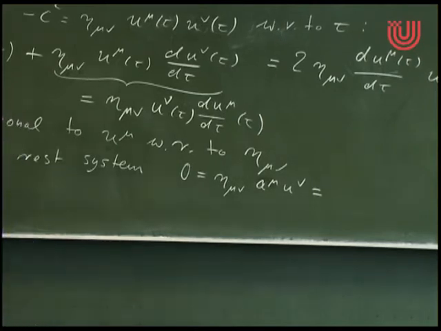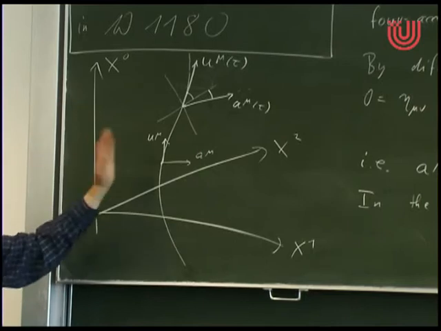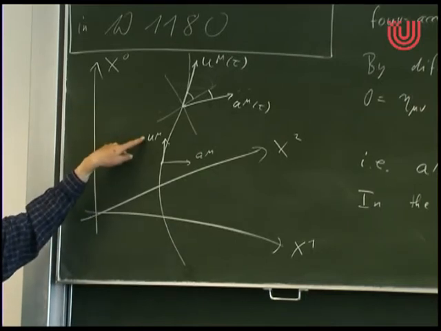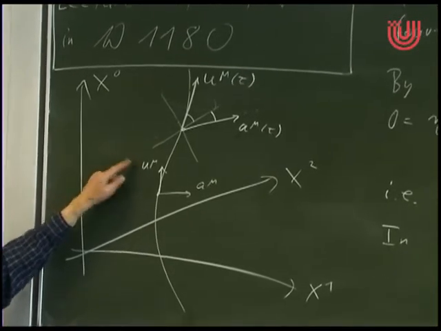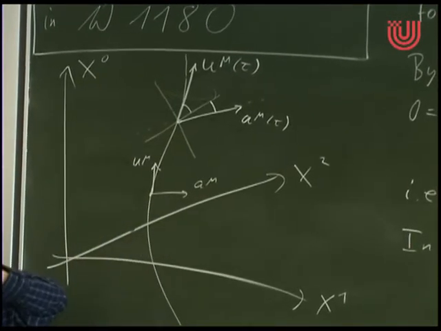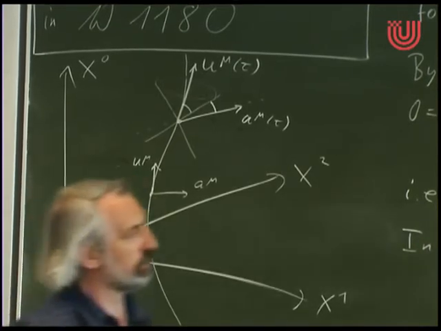Nonsense. I was jumping ahead already. No, slowly. So I go into the momentary rest system. I talked about A. This was jumping ahead. I wanted to talk about U first. So let's look at the U. What is the U doing in the rest system? The U in the rest system has only a zero component. It has no spatial components. So the U has only a zero component.